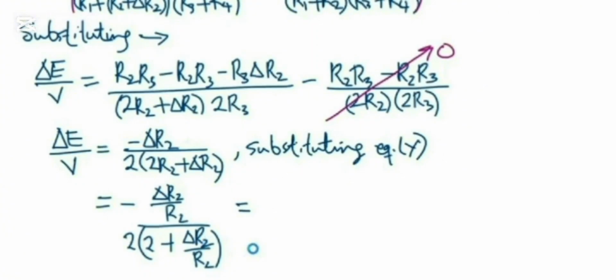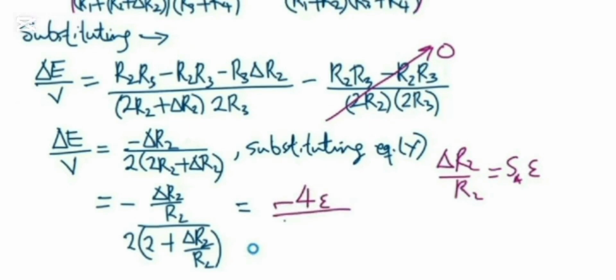and then you can substitute your SA. Remember, change in R2 all over R2 is equal to what? SAE. And so when you substitute it correctly, you will end up with minus 4E all over 4 bracket 1 plus 2E.